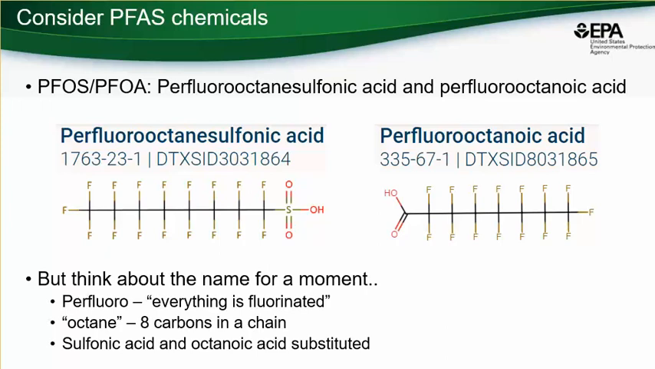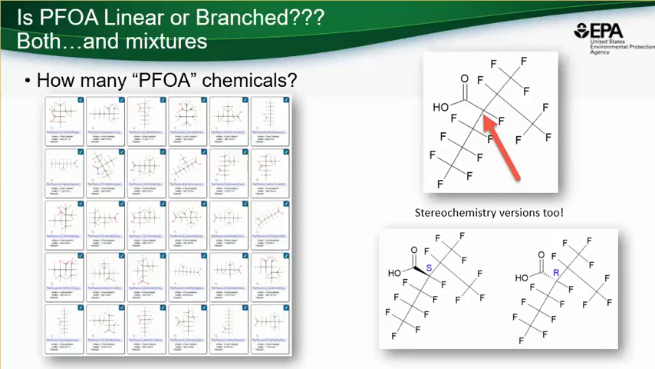But just think about it for a moment. Perfluoro, everything is fluorinated. Octane, 8 carbons in a chain. Sulfonic acid and octanoic acid, so those are substituents on a C8 fully fluorinated chain. That's what that describes. So does that mean the linear form? Not necessarily. If you look at PFOA, perfluorooctanoic acid, there are actually many linear and branched forms that you can draw. And these are those examples here. However, some of those can have stereocenters also.